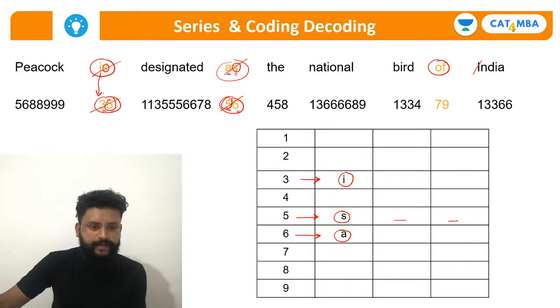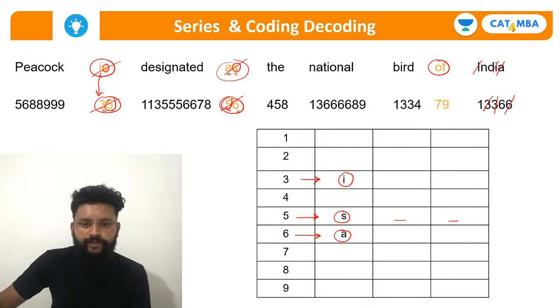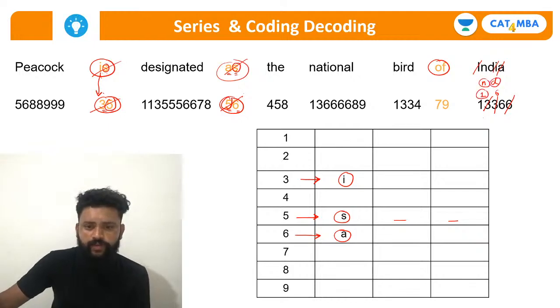I is 3. A is 6. So we are left with two things now, N and D. We are left with just 1 and 6. So definitely N and D must be 1 or 6.